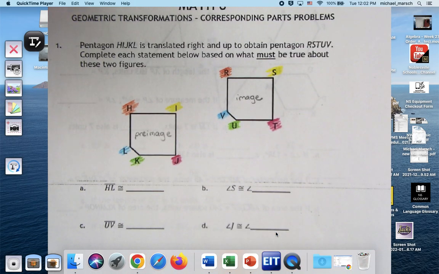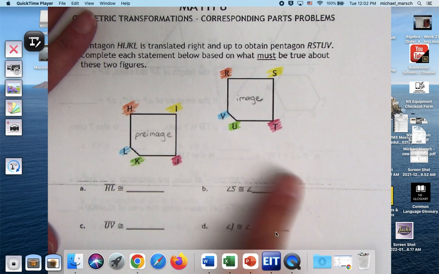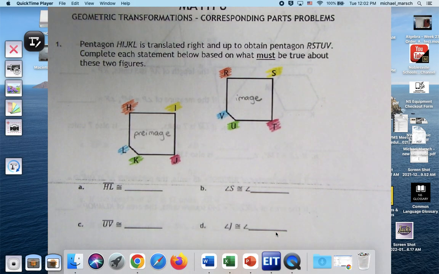So the reason the colors matter is because when you're asked to identify corresponding parts, they need to be in the same order as the section of the other image.